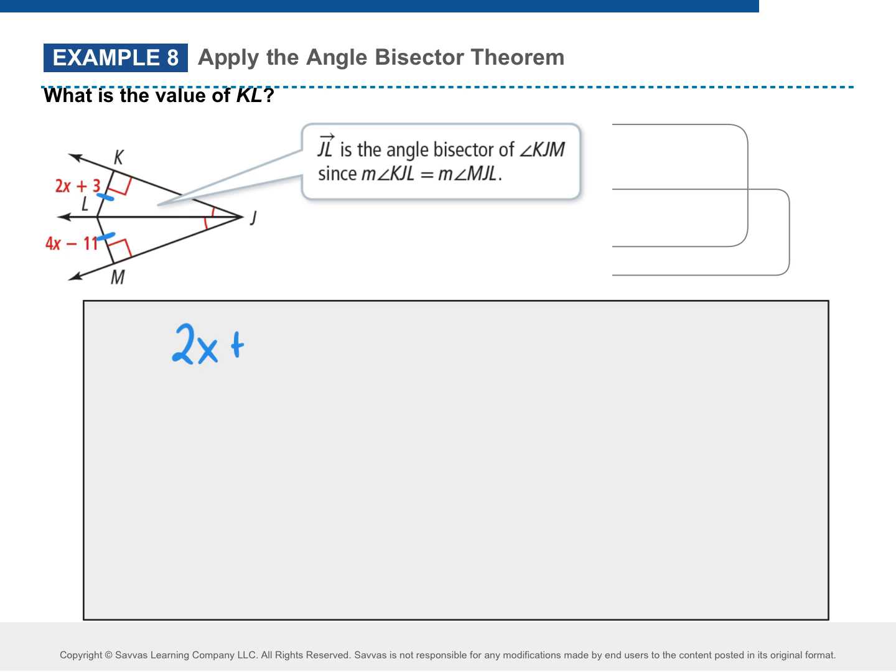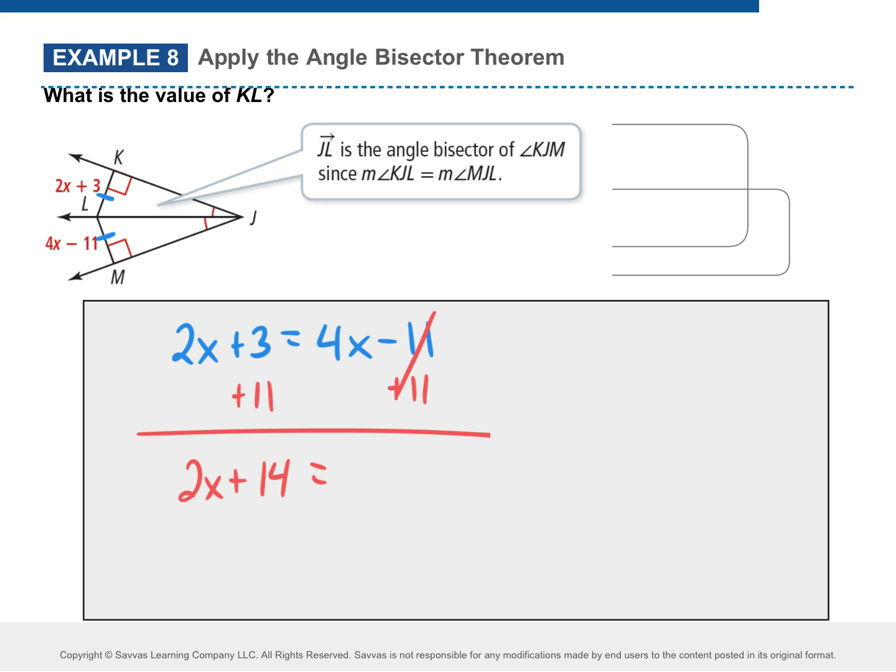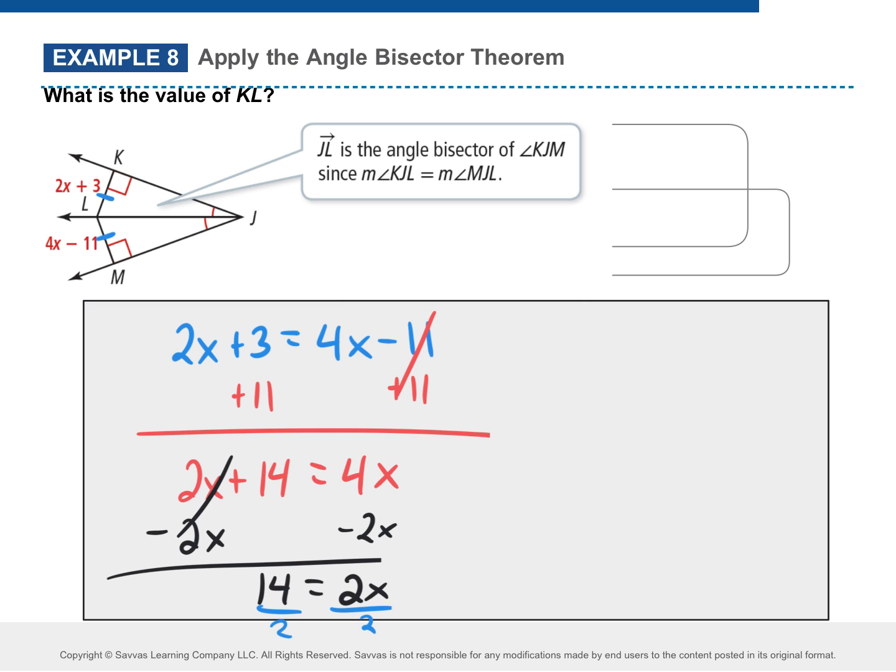Yep, and solve it. So 2x plus 3 equals 4x minus 11. What's a step I can take? Add 11. So I get 2x plus 14 equals 4x. Next, subtract 2x. We get 14 equals 2x. Last step here, divide by 2. We get x equals 7. If I wanted to find the length of KL, what would I do here? I would plug 7 in.